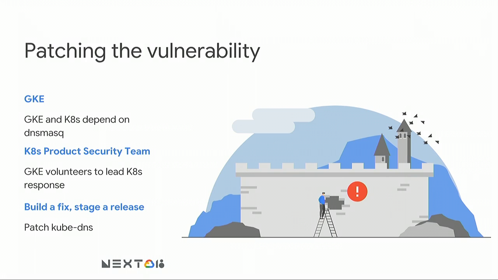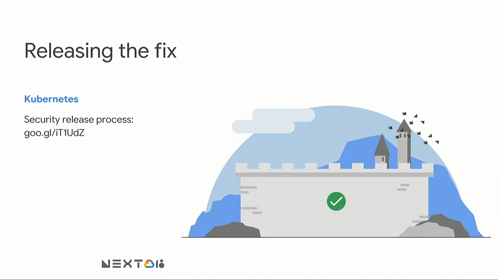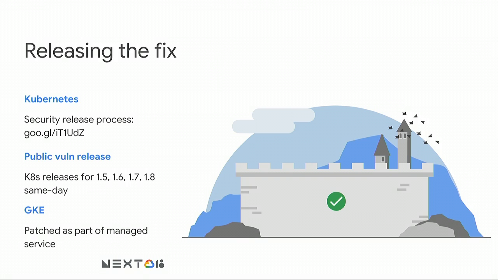Once we'd gotten the fix settled, we had to build and stage quite a number of releases. The releases followed the security release process, which is extensively documented at this link. You can go read all about it. Essentially, we were able to create Kubernetes releases for three different release branches, and even one more, because 1.8 was about to be released at the time. We were able to patch all those branches and release the fix on the same day as the public vulnerability went out.